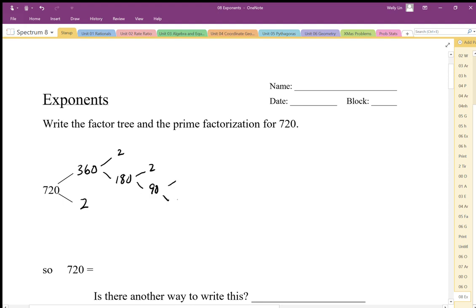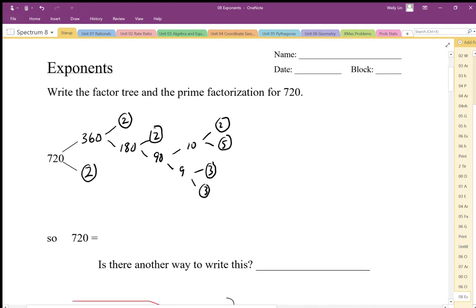Okay, so here we get 9 times 10. Here we end up with 3 times 3. I'm just going to circle all the prime factors as I hit them so I don't lose track of them. Okay, that 10 can still be split up into 2 times 5. Okay, so those are all my prime factors.